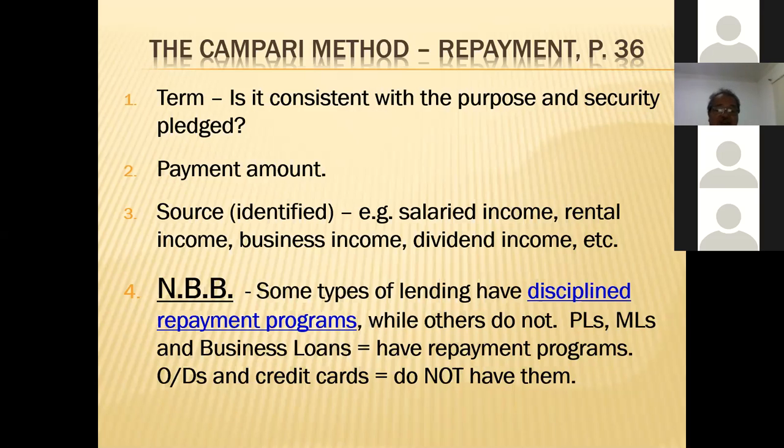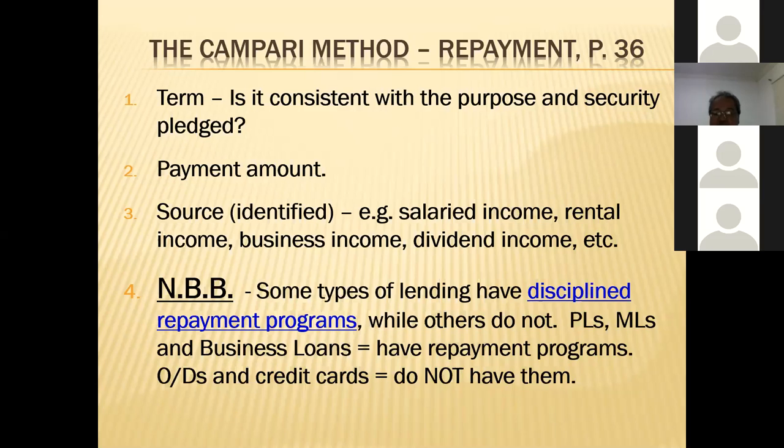Some types of lending have disciplined repayment programs. That's what should be in that blank. Disciplined repayment programs, while others do not. To help us understand what we mean by disciplined repayment programs, if we look at mortgage loans, personal loans and business loans, they have repayment programs. There'll be a stated payment amount, going back to point number 2.